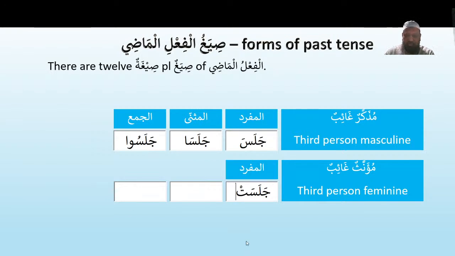جلست is مفرد. المثنى. So we take exactly the same one, جلست. We need to make this المثنى. We need to add ألف الاثنين. Now this ألف الاثنين demands فتحة before it.